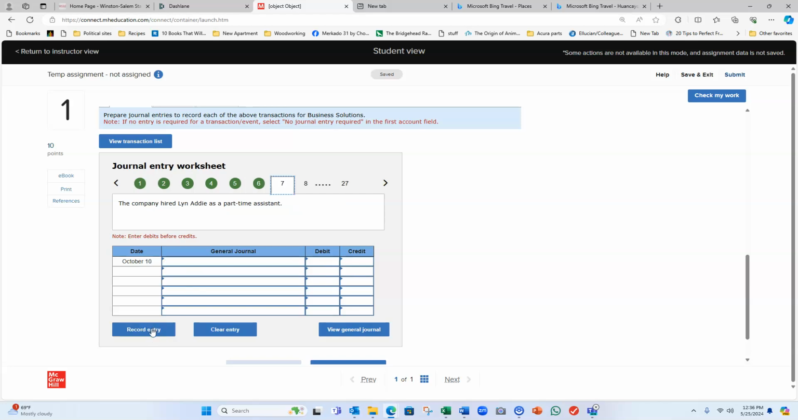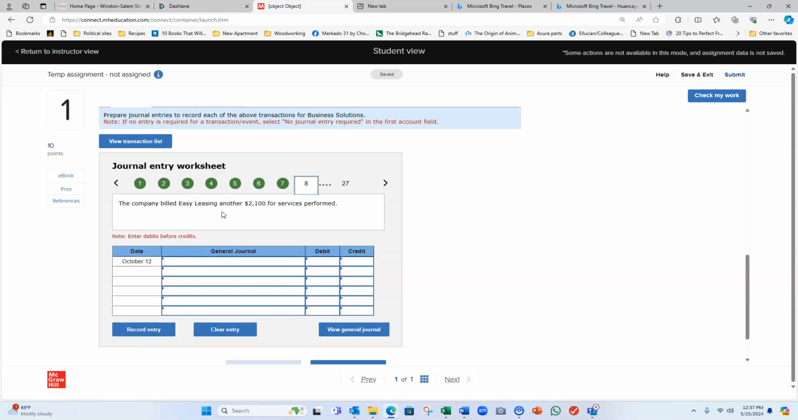The company hired Lynn Addy as a part-time assistant. Hiring this person is a contract, but it is not a financial transaction. No journal entry required until we actually have to record the wages.